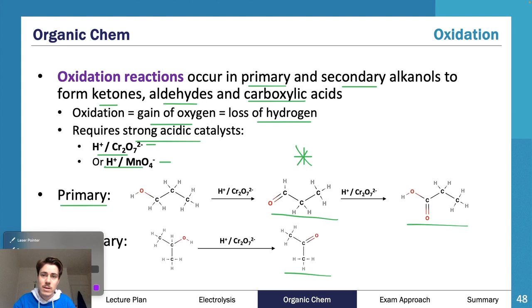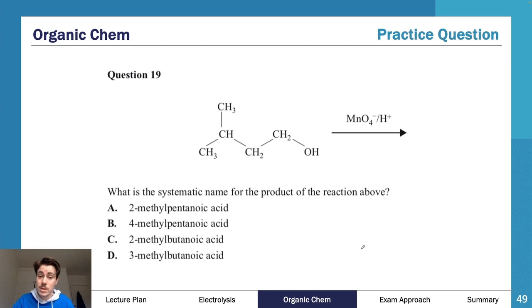This doesn't go any further than a ketone. It's really important to understand that you're not going to get any further than a ketone here. So as you can see here, you get your primary all the way through to your carboxylic acid, but secondary only goes to a ketone. So primary goes to an aldehyde, then to a carboxylic acid. Secondary only goes to a ketone. Important stuff to remember.